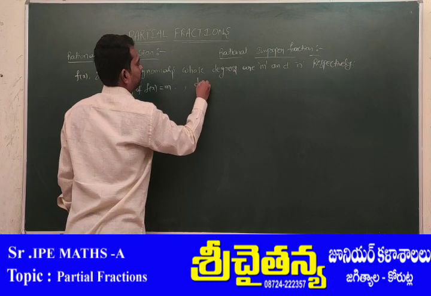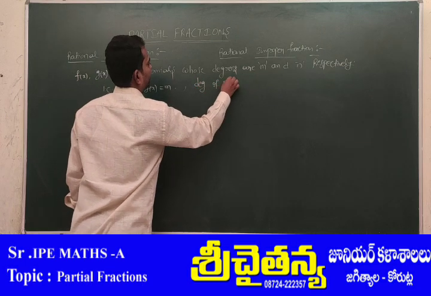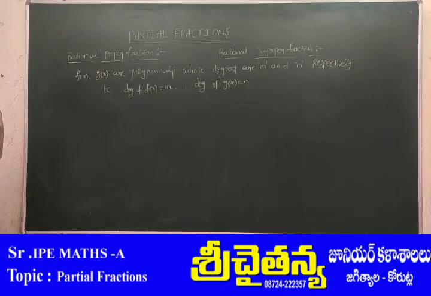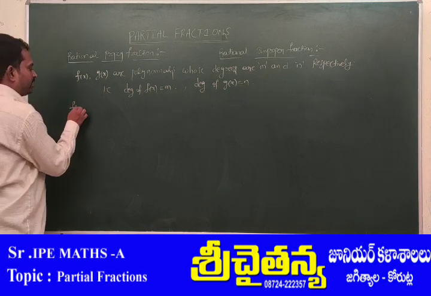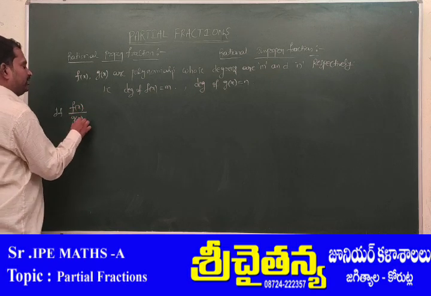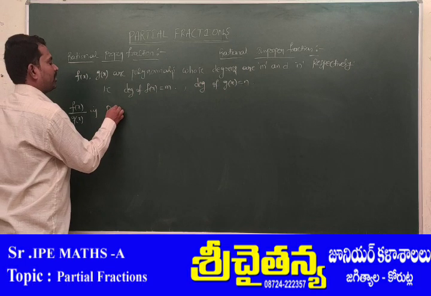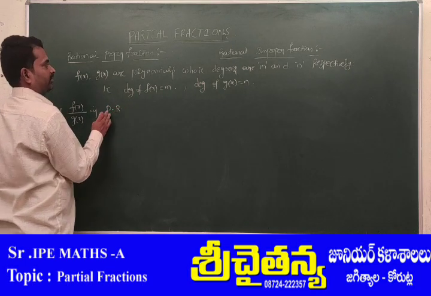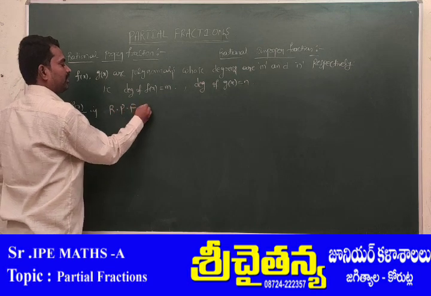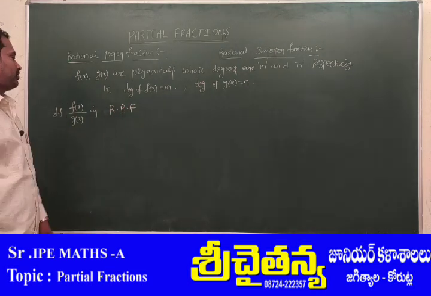and the degree of g of x is equal to n. Now, what does a rational fraction mean? f of x by g of x is a proper rational fraction, that means RPF. RPF means rational proper fraction.